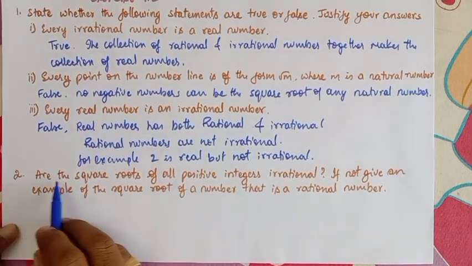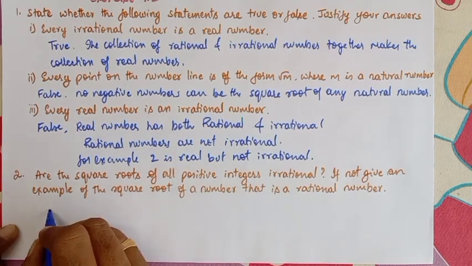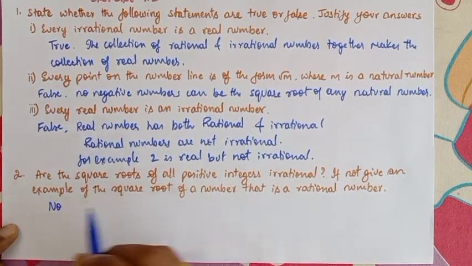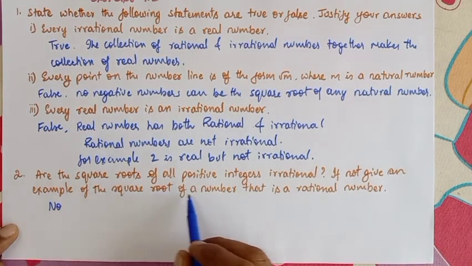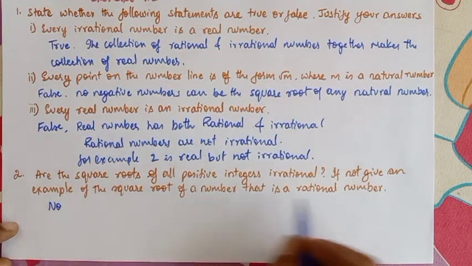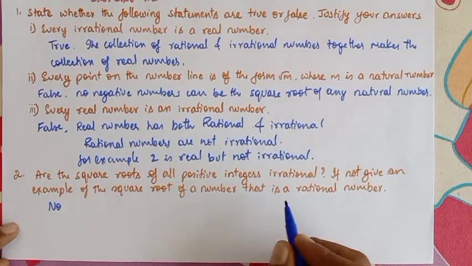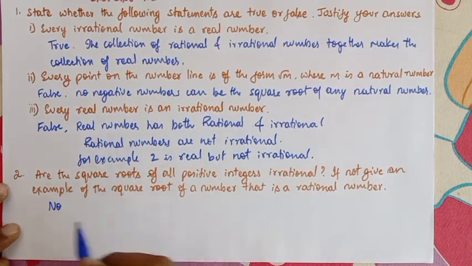Second question: are the square roots of all positive integers irrational? No. We can write straightaway, no. If not, give an example of the square root of a number that is a rational number. For this, we can give several examples, not necessarily one example.